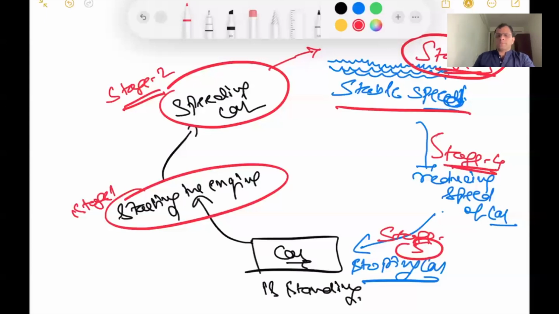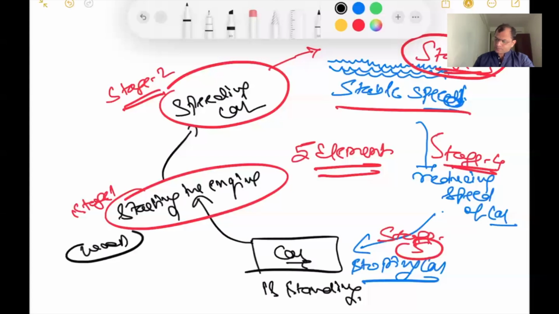So we can see every process having 5 stages. It is called 5 element. इसी को हम 5 element कहते हैं. Okay, fine. In other words, we are telling stage 1 is starting the engine, that is Bud. When we are starting something, that is Bud. जब भी कोई चीज स्टार्ट करते हैं उसे हम Bud कहते हैं.